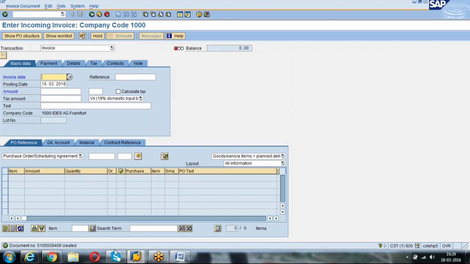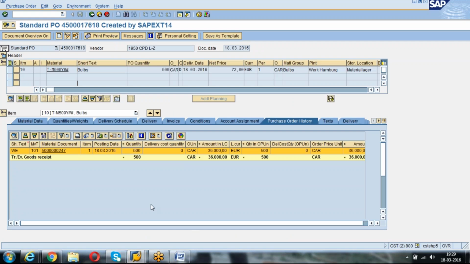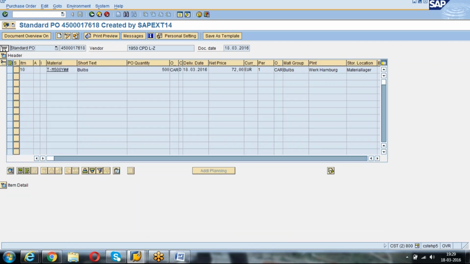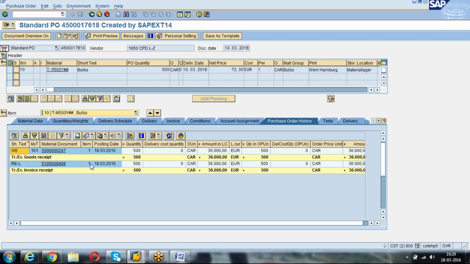Invoice is posted. Come to PO display, just replicate the PO, go to the details, see in history goods receipt is updated and invoice receipt is updated. Just for your information, I will show you the accounting entries of goods receipt.